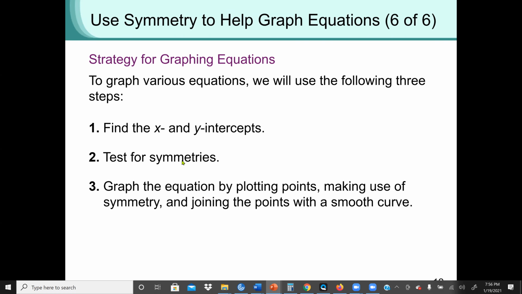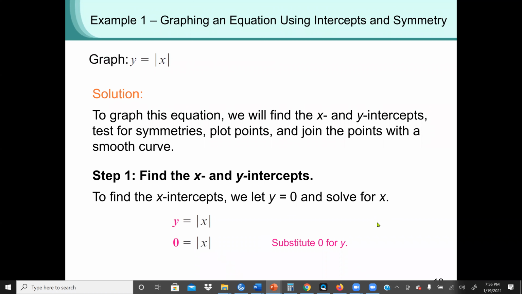Then after we test for the symmetries, we're going to get some points. Then we can graph the equation by plotting the points, making use of symmetry, and joining the points with a smooth curve. So let's see how this works. Here they say we should graph y equals the absolute value of x.